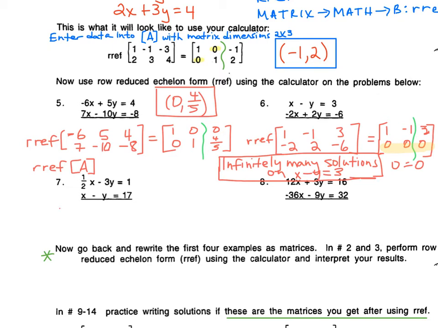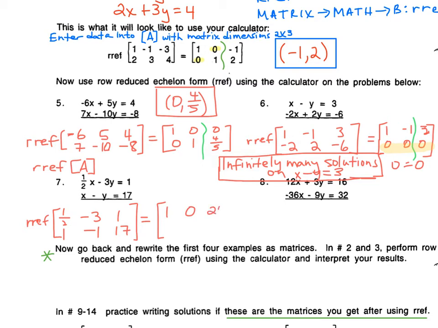All right, in number 7, if we set up our matrix, it's going to be 1/2, -3, 1, 1, -1, 17. And again, those are coming from the coefficients for my x variable, the coefficient for my y variable, and then the constants. I'm going to do RREF on it. So again, I would enter the information into the matrix, do RREF on it, pause the video while you're doing this, and then check your results with mine when you're done.